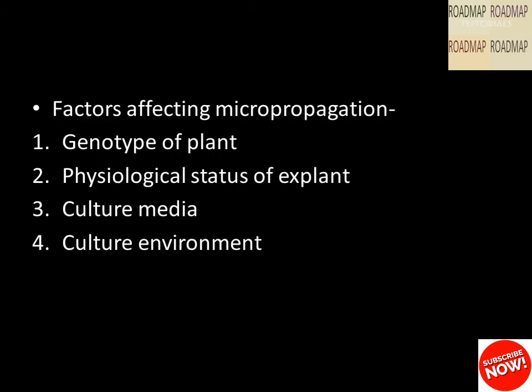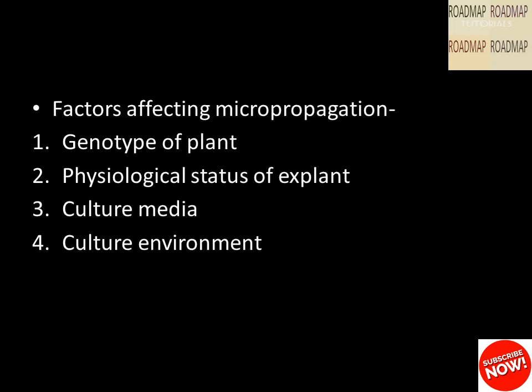Now, in order to carry out micropropagation, there are some factors that affect it. In order to have successful micropropagation, optimization of several different factors is required, and we will learn them one by one. The first one is the genotype of the plant. This means that the selection of the right genotype of plant species by screening is necessary for improved and better micropropagation. Plants with vigorous germination and branching capacity can also be used for suitable micropropagation.